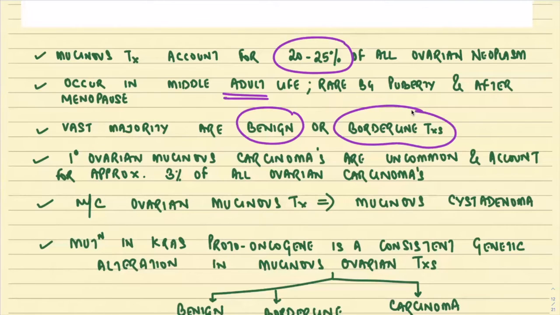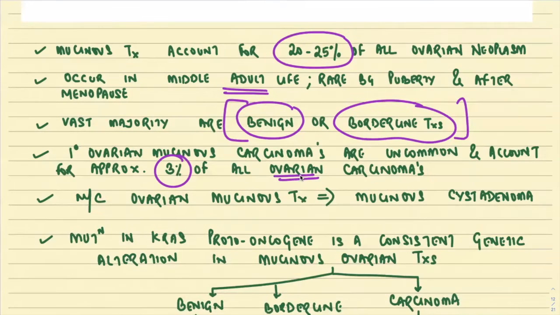So unlike the serous tumors, as I told you, a high percentage of serous tumors are malignant in nature. In fact, the epithelial serous tumors constitute 90% of the malignant tumors of the ovary. Whereas the mucinous tumors, the vast majority are benign or borderline in nature. The primary ovarian mucinous carcinomas are uncommon and account for approximately 3% of ovarian carcinoma. It is very, very less, whereas over there, they constituted more than 90% of the ovarian carcinoma.